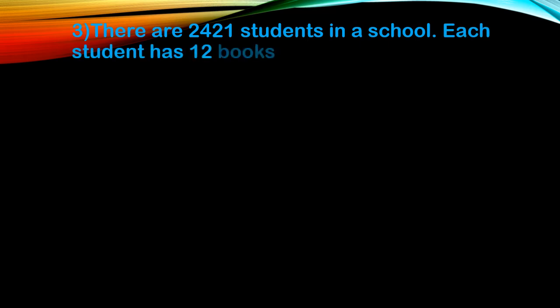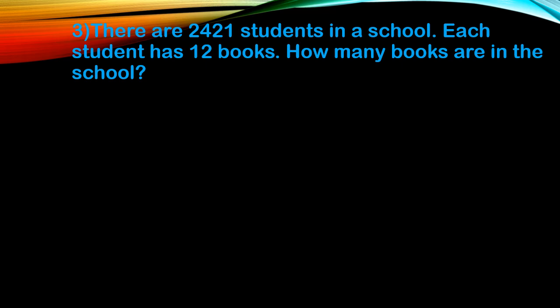In the third sum, there are 2,421 students in a school. Each student has 12 books. How many books are in the school? Okay, so in a school there are 2,421 students. Each student has 12 books. Then how many books are in the school?